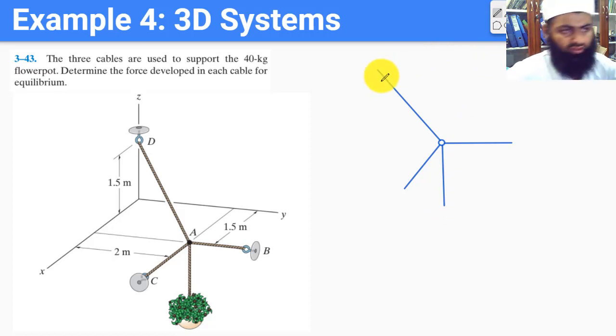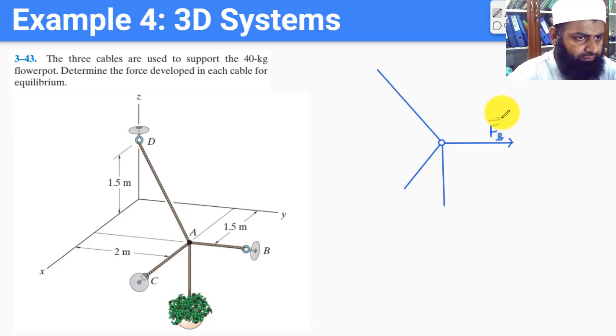So let me also label them. This force we can just label as FB, and this force we can label as FC, and this one as FD. The arrow should be at the end, so let me fix that. And the only known force is due to the flower pot, and because the load is 40 kilograms, we can say that there is a downward force of 400 newtons.